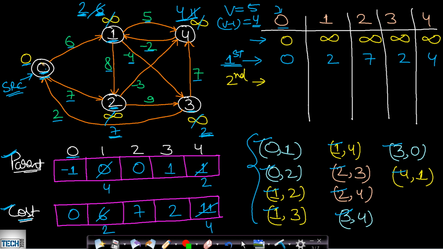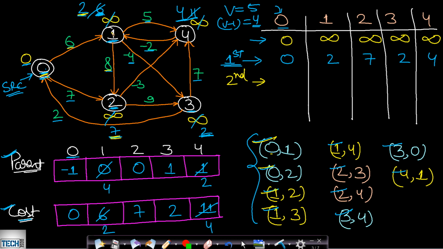Now for the second time relaxation, again we will be starting from this node 0, that is with this edge. So we will relax 0 1. Now from 0 to 1 the cost will be 0 plus 6, which will be 6, but 2 is lower, we won't do anything. Now we will relax 0 to 2. Now from 0 to 2 the cost will be 0 plus 7, which will be 7. It is already 7, we won't do anything. For this edge 1 to 2, the cost will be 2 plus 8, which will be 10. But 7 is lower, so we won't do anything.